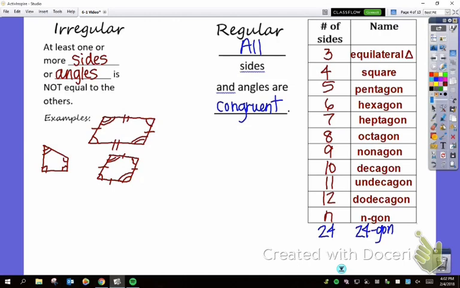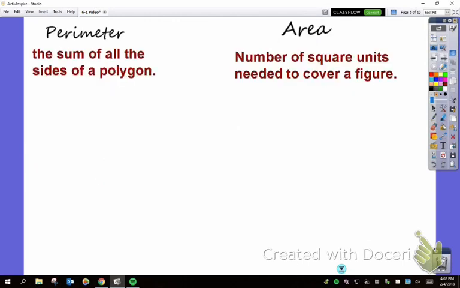Now the last two things on here are your perimeter and area, which we're not going to get into a whole lot right now, just the definitions. So the perimeter is the sum of all the sides of a polygon. Any polygon you can find perimeter. And then area is the number of square units needed to cover a figure. So that's how many boxes could I fit in this figure. And we can find the area of any polygon also.